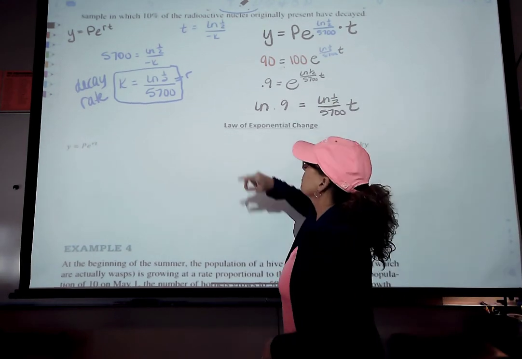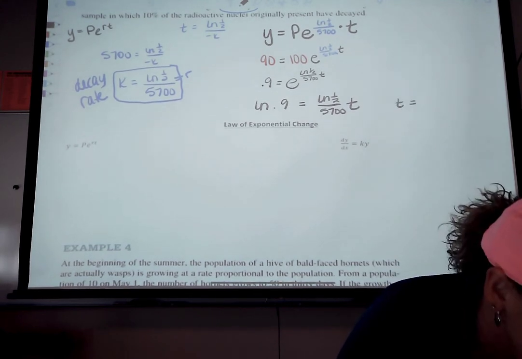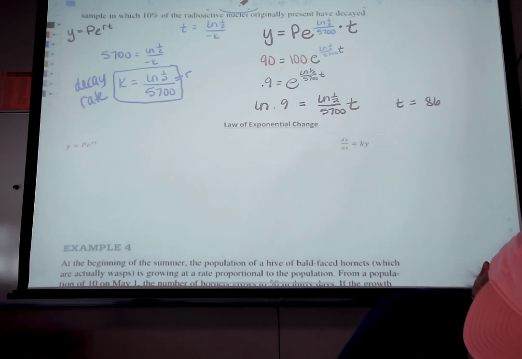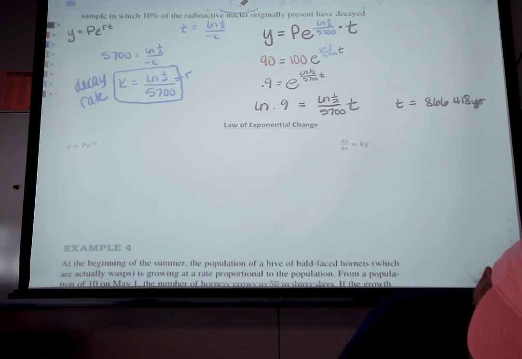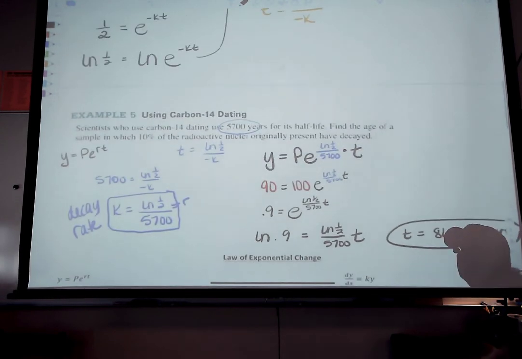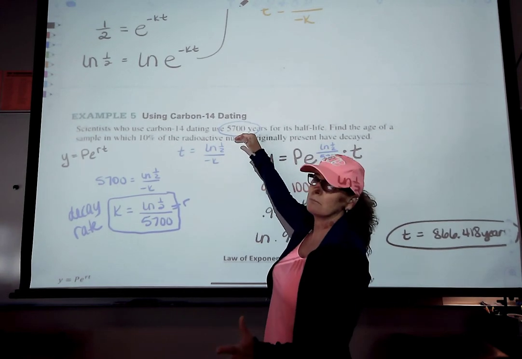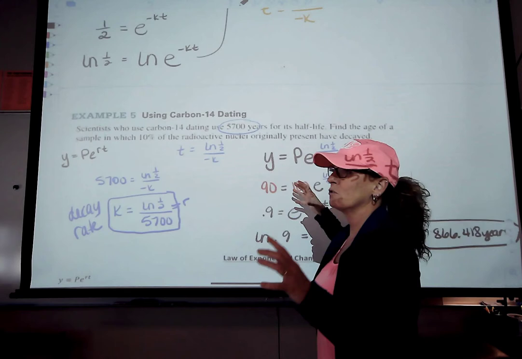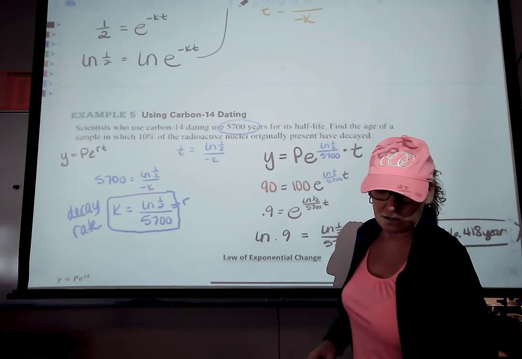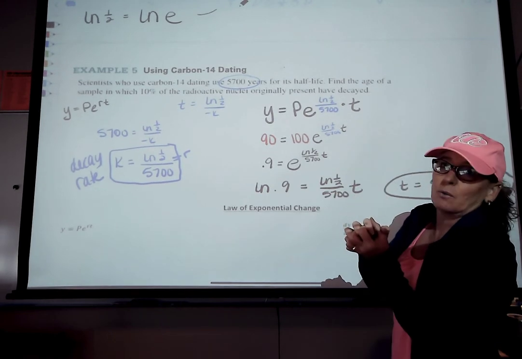Multiply both sides by the reciprocal. Time ends up being about 866.418 years. Seems like a long time, but when you look back at the problem relative to a half-life of 5,700 years, holy moly, it takes 5,700 years for it to eat itself down to only 50%. It only took 866 years to eat 10% of itself away.